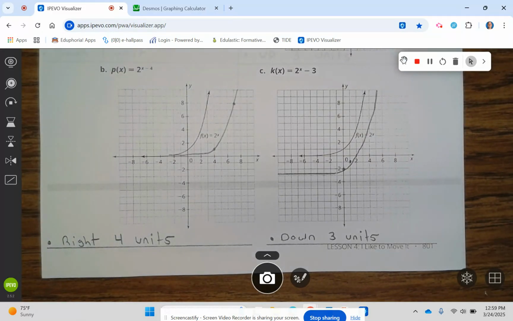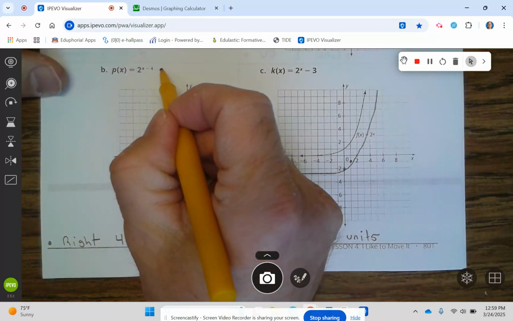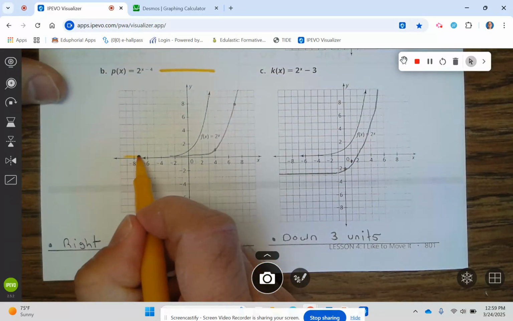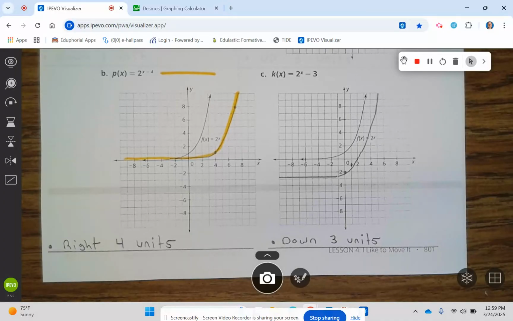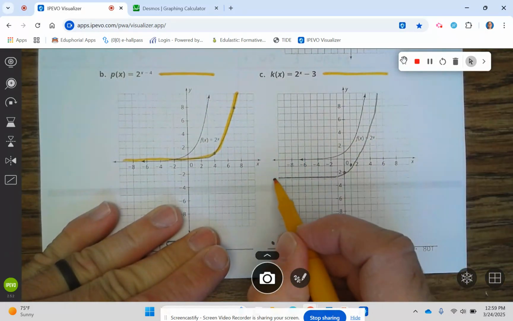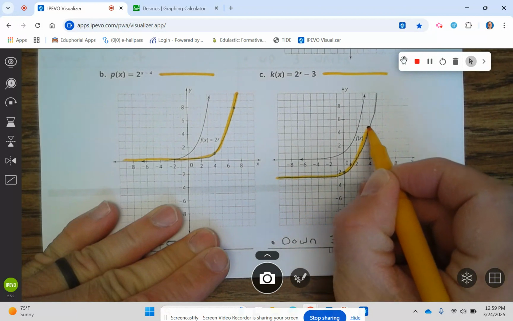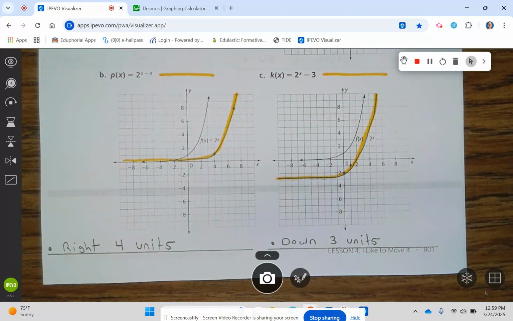B. p of x equals 2 to the x minus 4 is right 4 units, and it's this graph right here. C. k of x equals 2 to the x minus 3 is down 3 units, and it corresponds to this graph right here. All right, go ahead and finish it up.